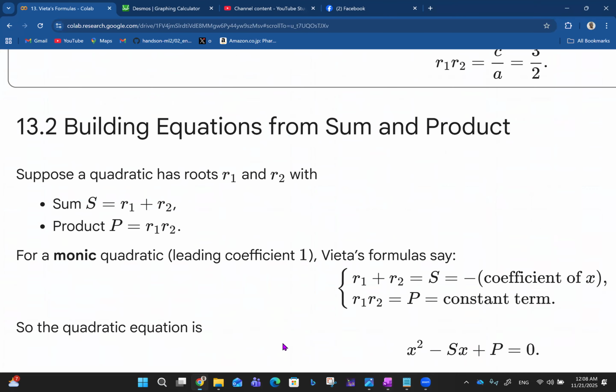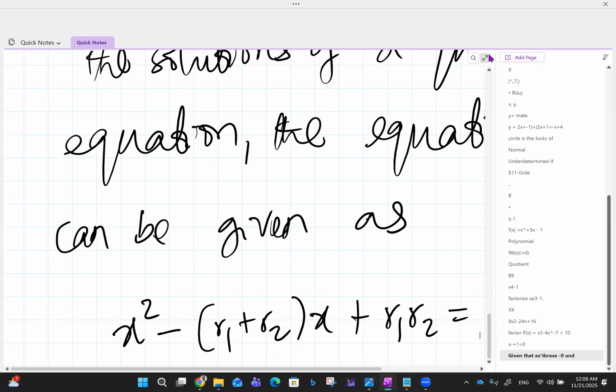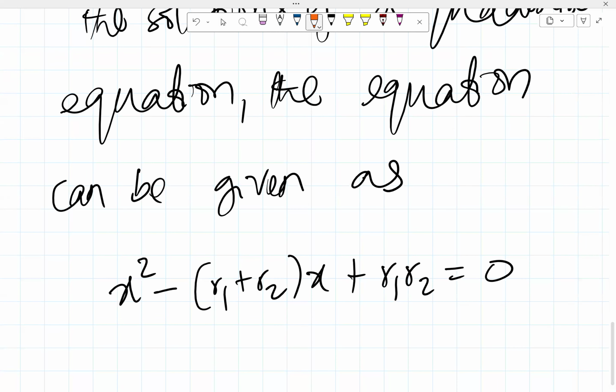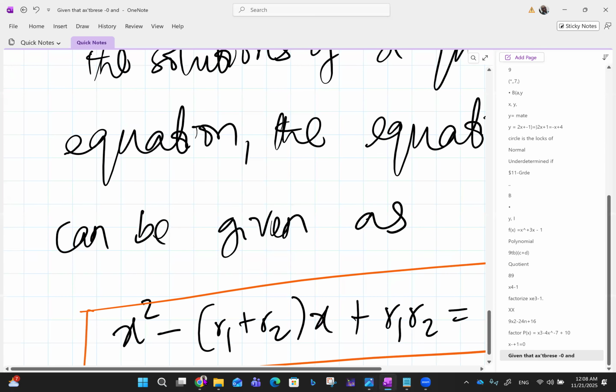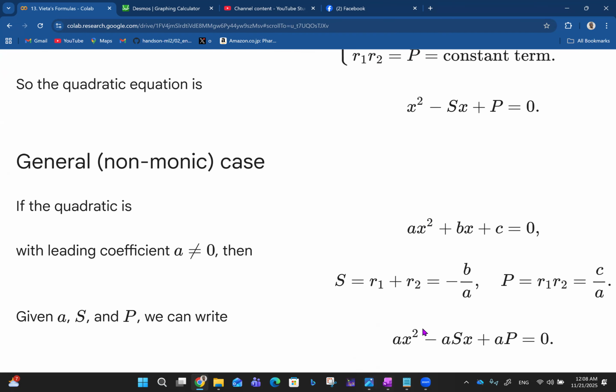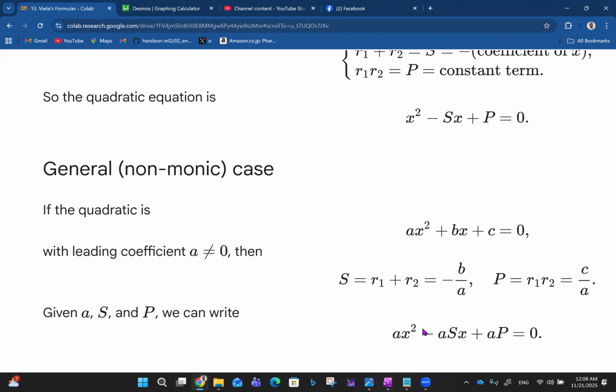So once you just know the sum and product, then you can just say minus (R1 plus R2)x plus R1 R2, and that is equal to 0. So that becomes something interesting to work with. If you know R1 and R2, then you can form the original equation by just putting things together this way.